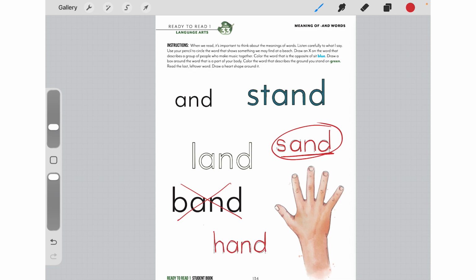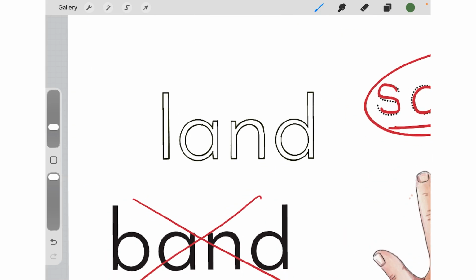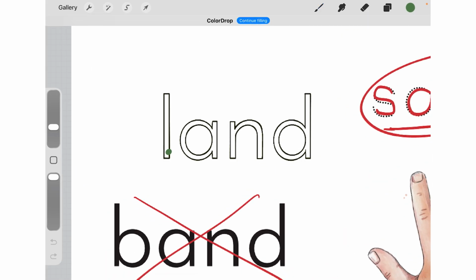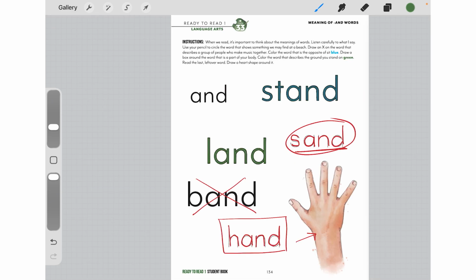H-A-N-D. Hand. A hand is part of your body. There it is. Hand. Next, color the word that describes the ground you stand on green. The ground we stand on is called land. L-A-N-D. Land. Read the last leftover word and draw a heart shape around it. The last word is "and." And now we get to draw a heart shape. And.